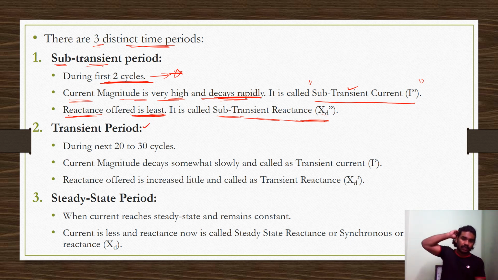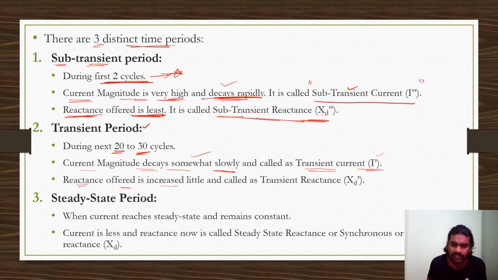Next is the transient period. After these two cycles, the next 20 to 30 cycles form the transient period. Here also the current value is high, but not as high as in the previous case. The current magnitude is decaying somewhat slowly, whereas earlier it decayed rapidly, and this current is called the transient current I dash.